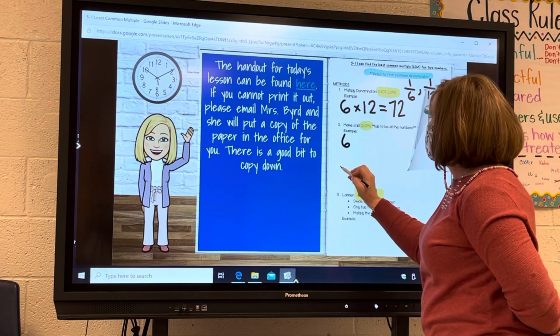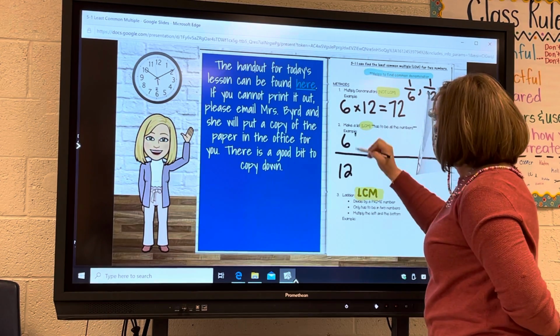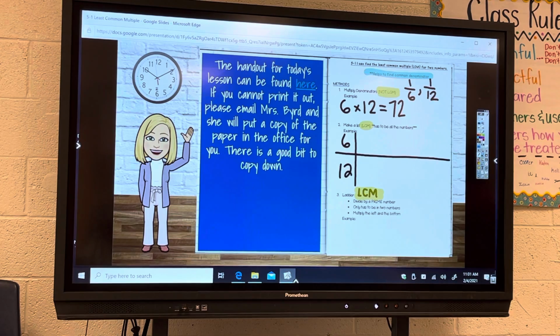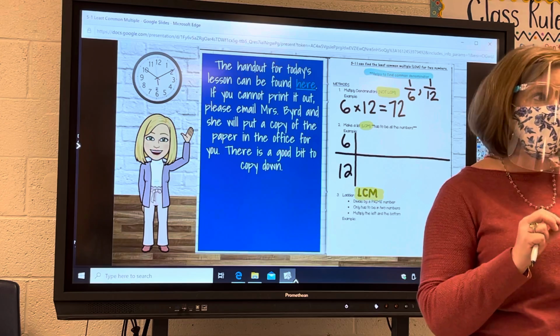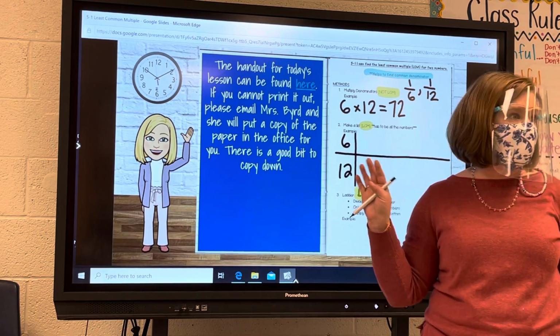So when we list the multiples, I make a sideways T-chart, okay? I want you to make your sideways T-chart, just like that. And when we list them, we are counting by that number, okay? This way, it's easy to make a mistake. It's very easy to miss one if you're not very careful. This is why I tend not to do this way.